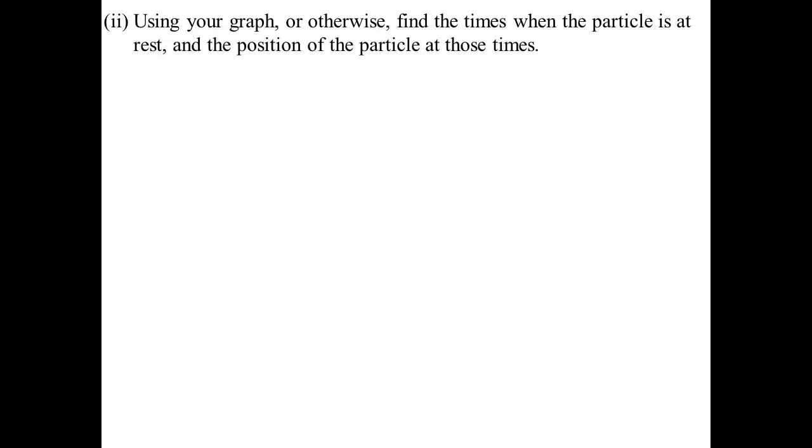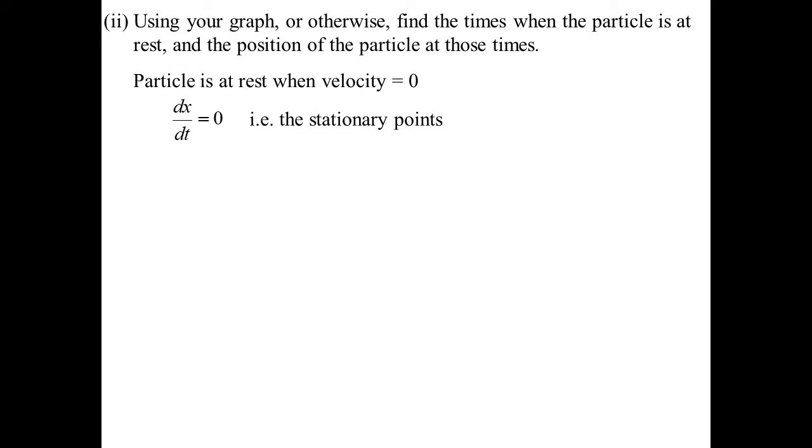Using your graph or otherwise, find when the particle is at rest. When is the particle at rest? When the velocity equals 0. But that's where the graph is useful. What's the interpretation here of velocity equals 0? Velocity is the first derivative. Where are the stationary points? Much easier to use the graph for this one because you can clearly see all the stationary points.